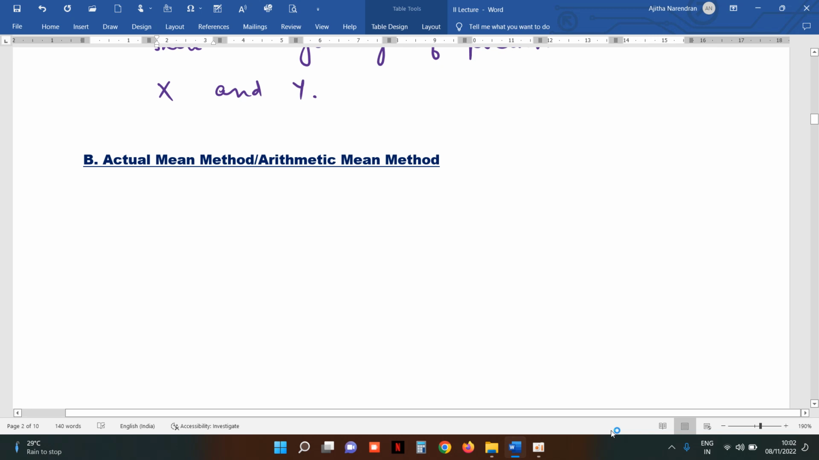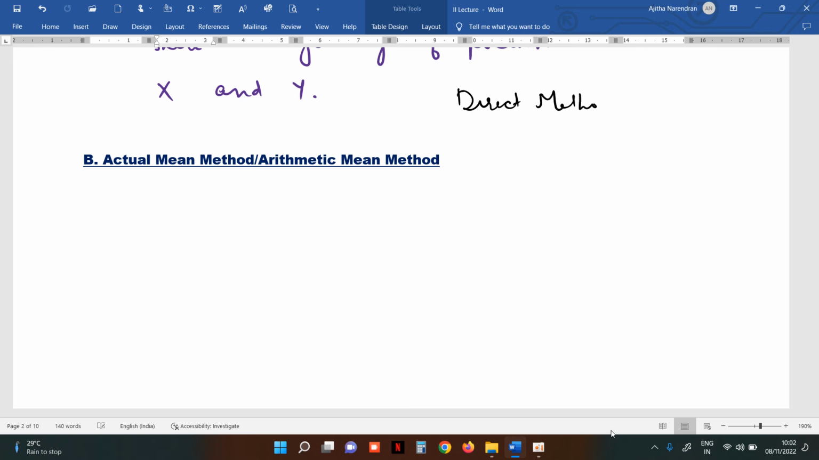Welcome back to the third part of correlation. In the last class, we completed Karl Pearson's coefficient of correlation, one method of computing correlation known as the direct method. We have seen the direct method of computing, directly taking the values from x and y.